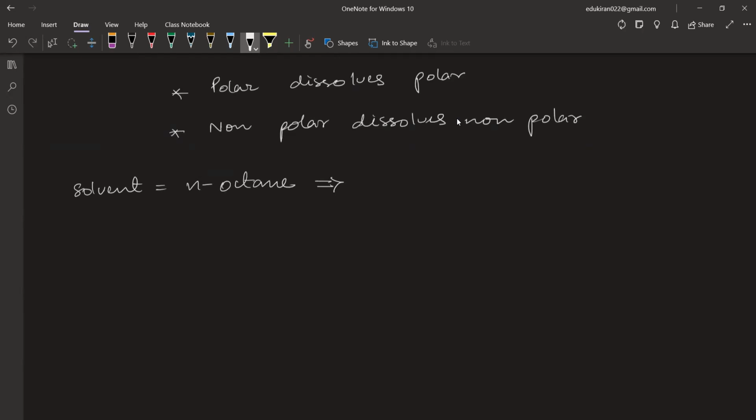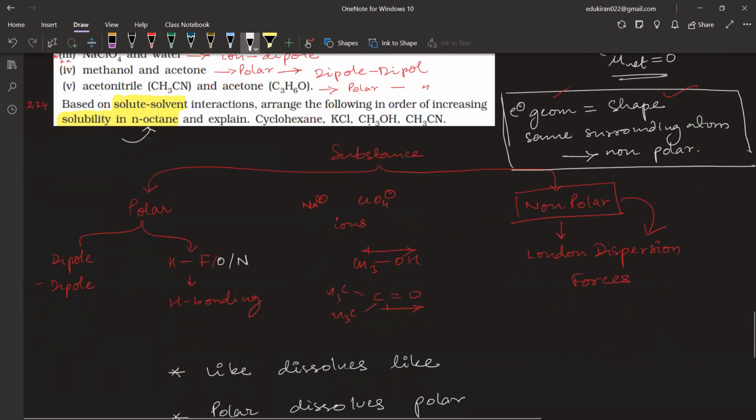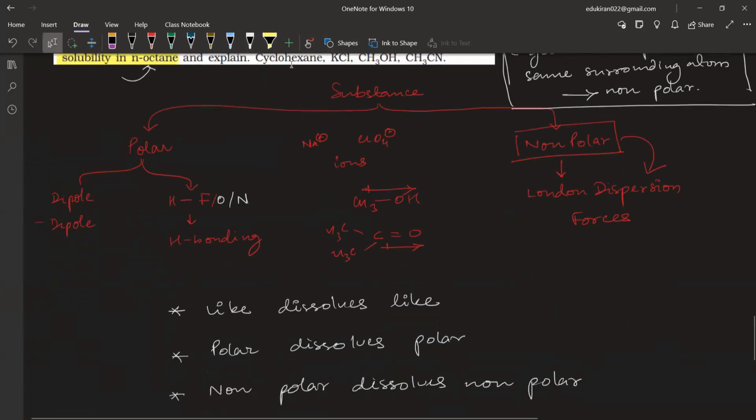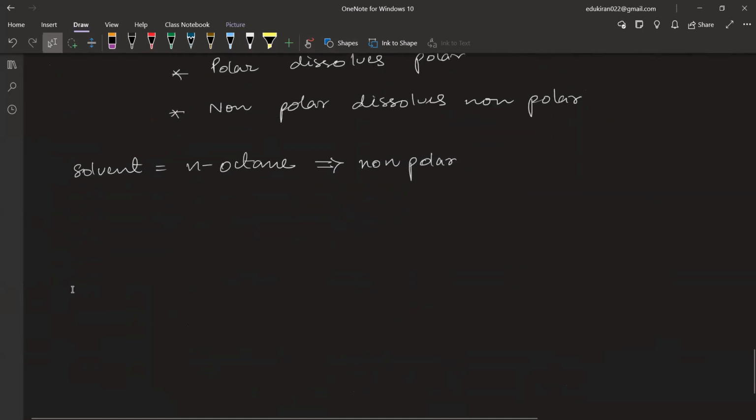N-octane will be non-polar. We have just seen non-polar. Okay, now it is non-polar. And what are the solutes that we are having? Cyclohexane is there. So let me bring this here.